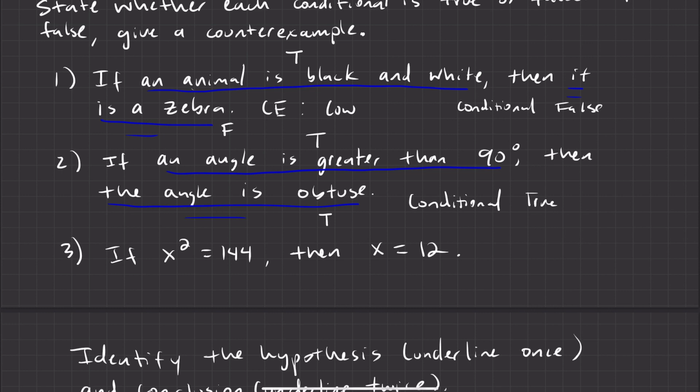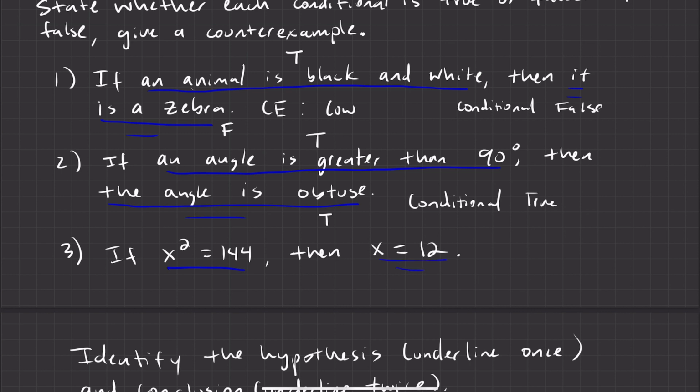So now let's take a look at number 3. If x squared is equal to 144, then x is equal to 12. Can x squared be equal to 140? First of all, this is the hypothesis, and this is my conclusion.